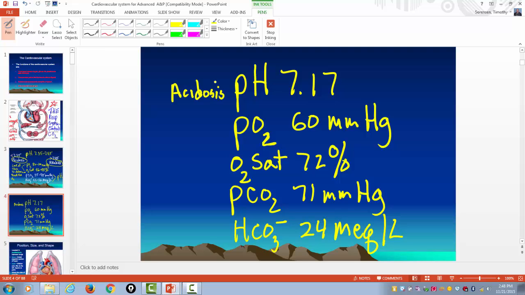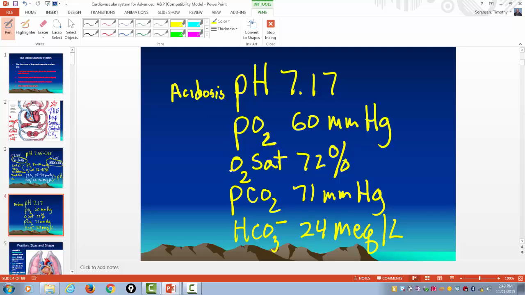Then you look at the PO2 and the O2 sat. One of the things you should remember from our oxyhemoglobin dissociation curve is that when the pH drops, it shifts the curve to the right, meaning that for any given PO2, the amount of oxygen bound to the red blood cell is going to be less. So you're going to have a difficult time binding oxygen to the hemoglobin in the lungs. It'll let go when it gets to the cell. The problem is you can't bind it in the lungs. So O2 delivery to the cells is going to be decreased.